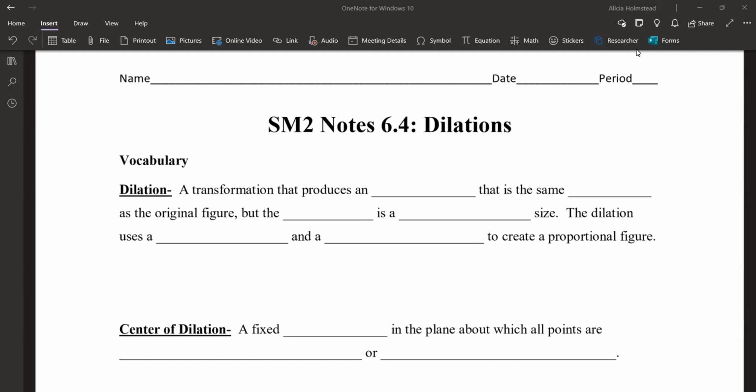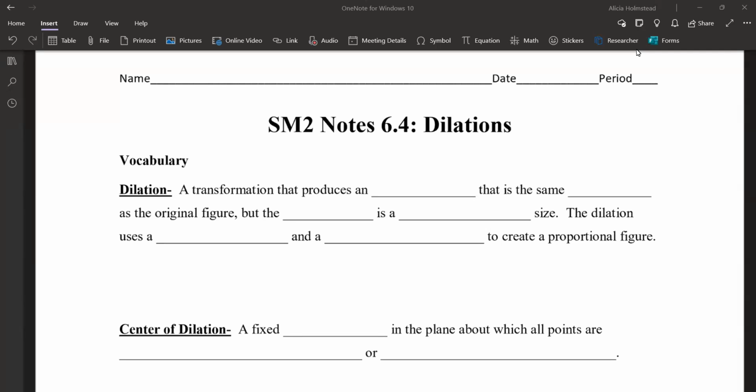All right, so this is our first lesson in Unit 6. Since I'm out of town, we're going to do things in a little bit of a weird order. We are going to start with Lesson 4 in Unit 6. This lesson is about dilations. Hopefully you've seen this before. This is something that you should have learned about in junior high, but if not, this lesson will fill in what you may have missed.